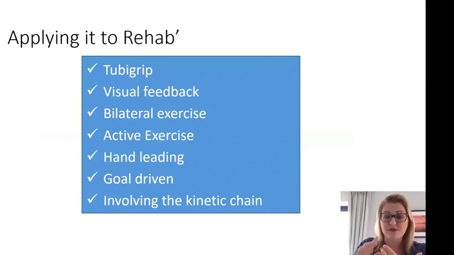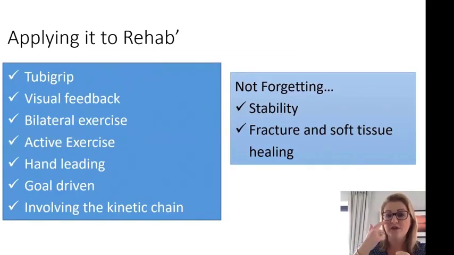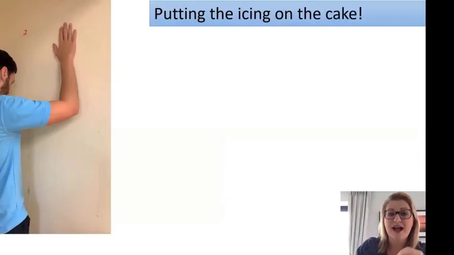some tubigrip, using visual feedback, making sure it's a bilateral exercise, making sure it's active, with the hands leading the way as they would do functionally, make sure it's goal driven and include that kinetic chain, but obviously not forgetting any ongoing stability or fracture or soft tissue healing. So how do we put the icing on the cake on that exercise?